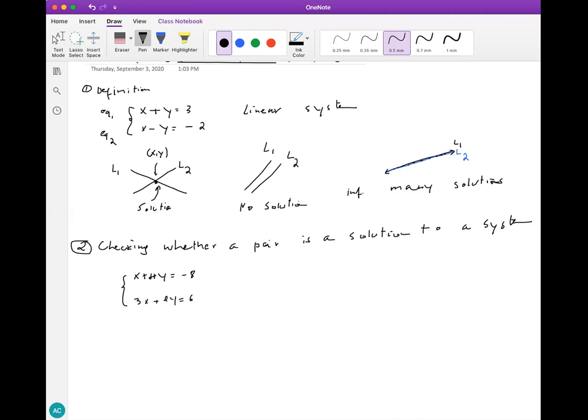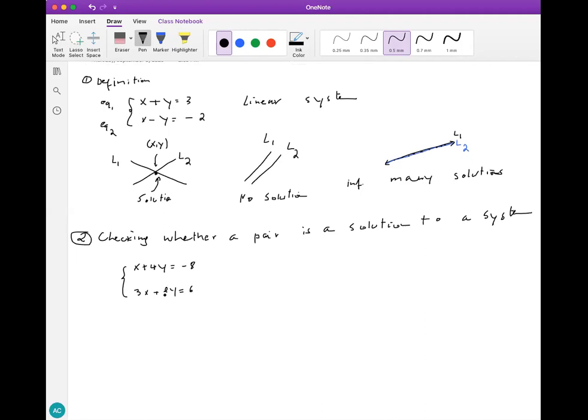Okay, so that's a system. A system may have one solution, may have none or many. Let's choose some random points and see if they actually are solutions to this. Let's try, for example, (1, 1). So this is one point, x and y.